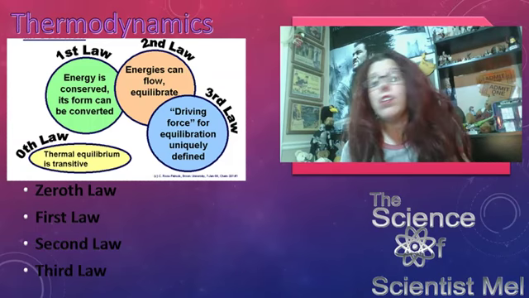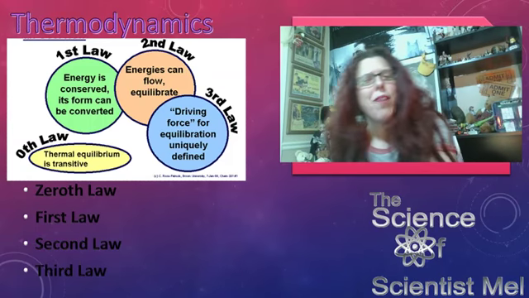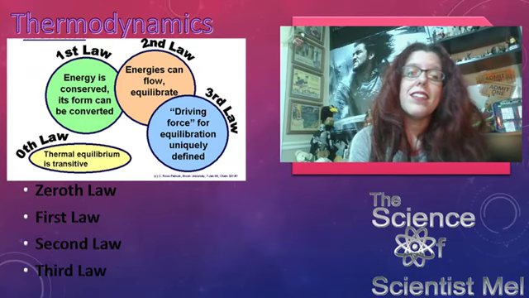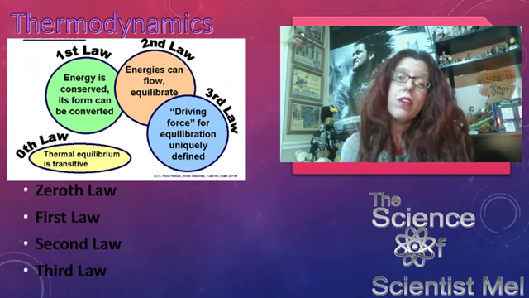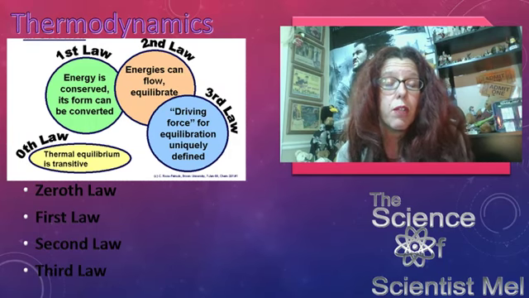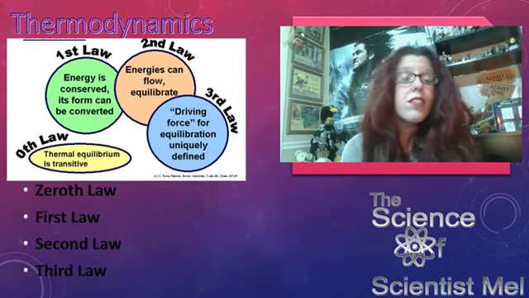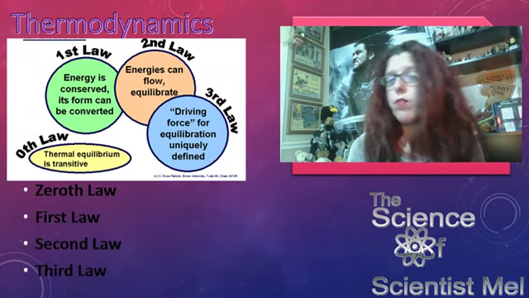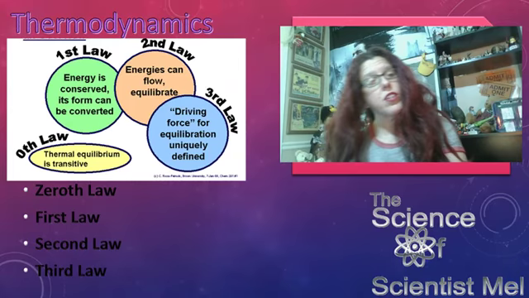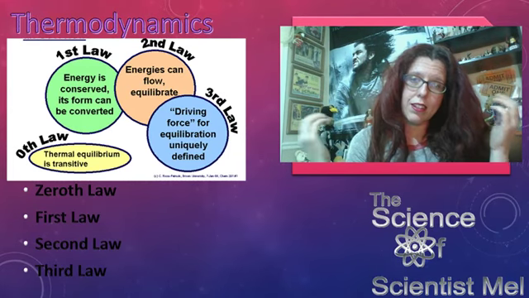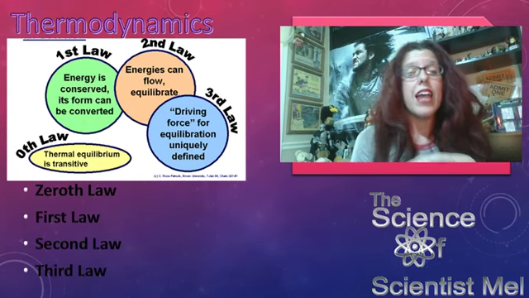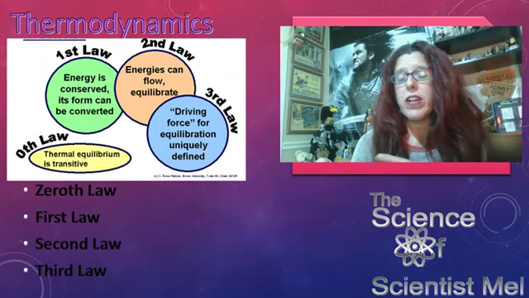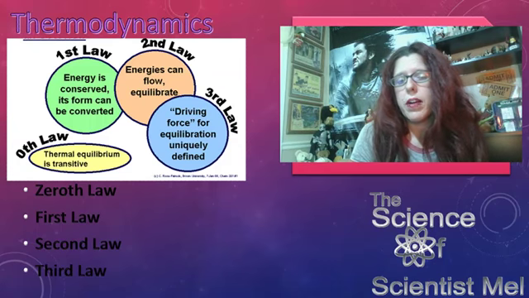There are 4 laws of thermodynamics, and you might be thinking, zeroth law, what is that about? Well, we're going to talk a bit about that. It's the thermal equilibrium in order, and the zeroth law is important because it's how we calibrate thermometers. The first law: energy is conserved in its form, but it can be converted to various forms of energy. The second law: energies can flow and get to what we call equilibrium. And the third law, as we say, is the driving force for equilibration, and it's very uniquely defined. So we're going to briefly talk about all of those.